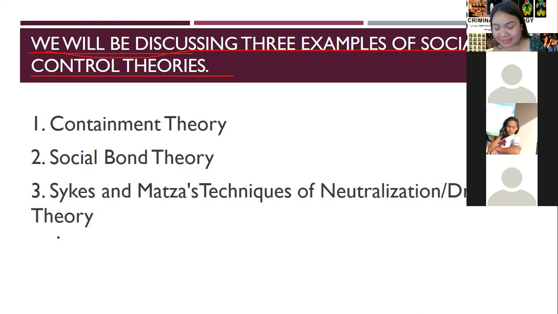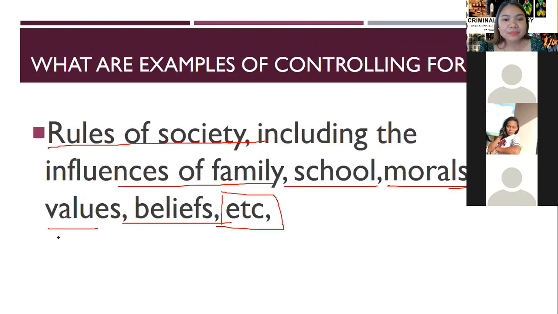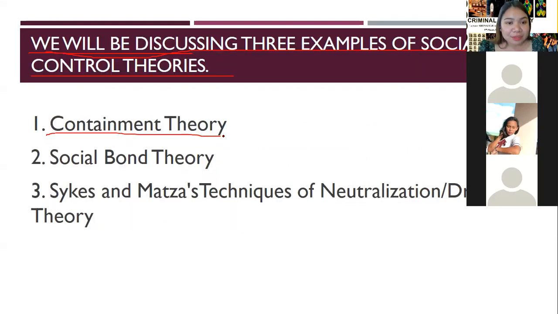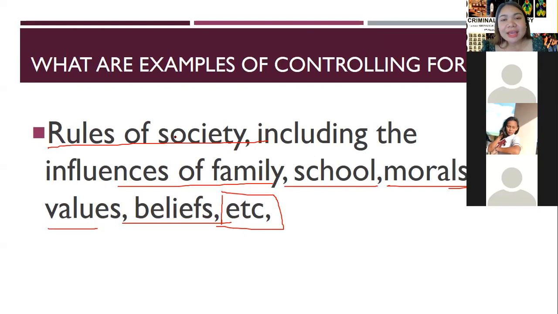Okay, so again, class, social bond, social control. Please turn off your microphone. Okay, so again, class, we are on the social bond theories. We are giving you an idea of what social bond theories are before we go to the examples or theories under social bond. It explains why people do not commit crime, or why people follow the rules of our society.